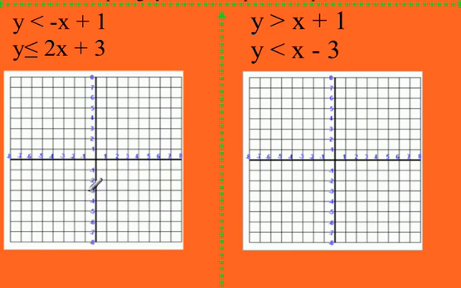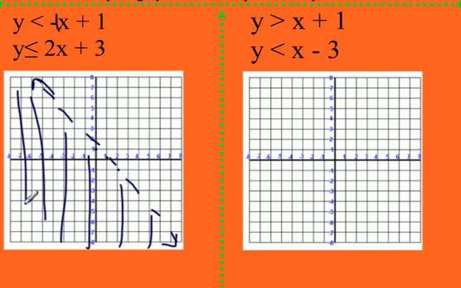So let's graph this first one. We're crossing the y-axis at 1, and then our slope is -1, which is the same as -1 over 1. So we're going down 1, right 1, down 1, right 1. Now I'm going to connect that with a dashed line. I noticed for that first one that the alligator is facing away from the y, which means I need to shade down. So I'm just going to lightly use vertical lines.